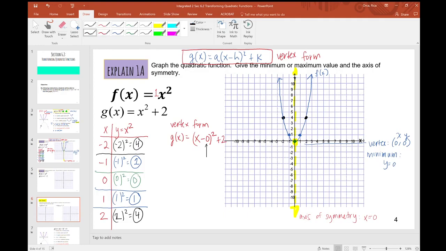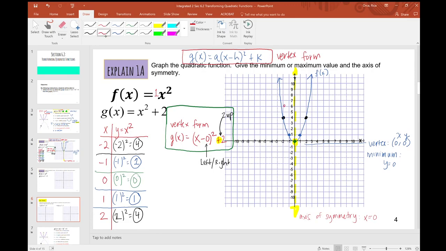So the minus 0 will determine how many units we go to the left or the right. And that plus 2 is going to determine how many units we're going up or down. In this case, because it's positive, we're going to be going 2 units up. So the minus 0 tells us we're not moving left or right, but that plus 2 means that we are moving 2 units up. So we're going to take every single point on f of x and just move them 2 units up. That's going to give us g of x.